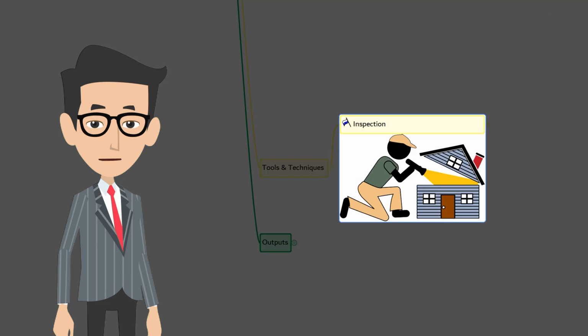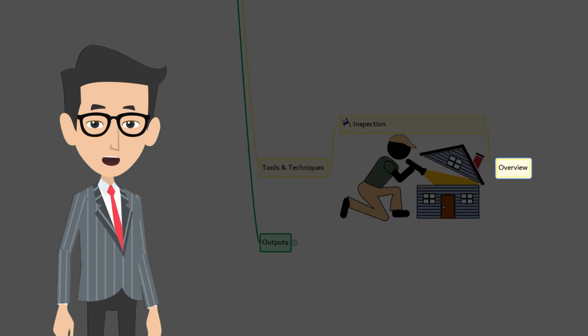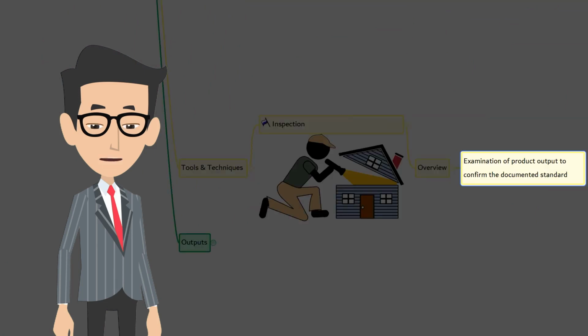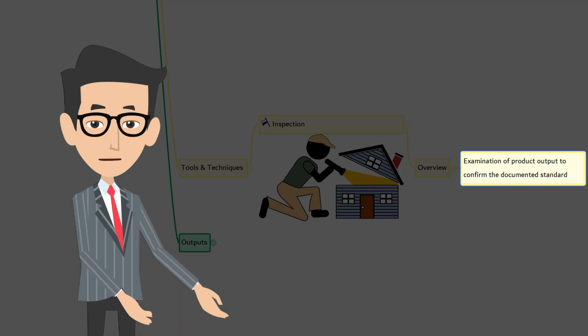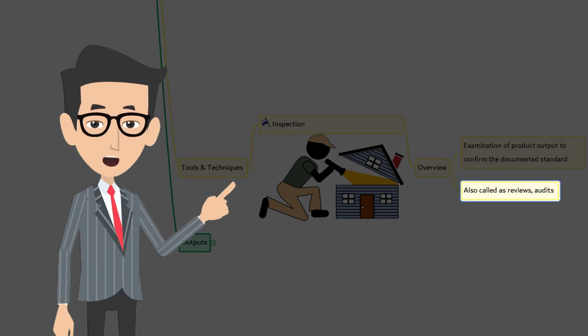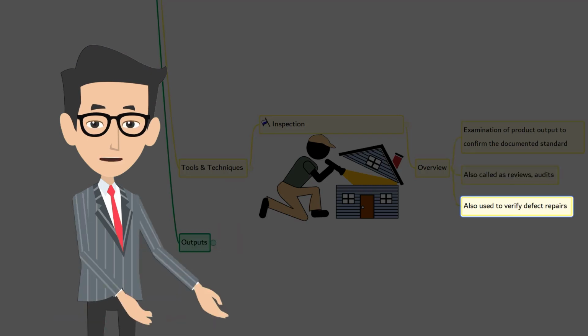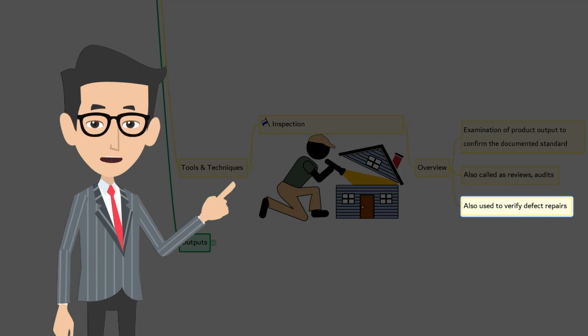The first one is inspection. Let's start with the overview. Inspection is nothing but examination. This is done on the work product to determine if it conforms to documented standards. The result of a single activity can be inspected, or the final product of the project can also be inspected. Inspection may be called reviews, peer reviews, audits, or walkthroughs. Inspection is also used to verify defect repairs.